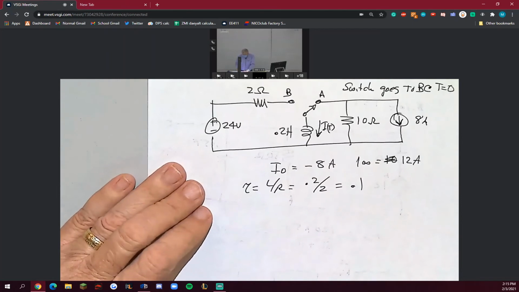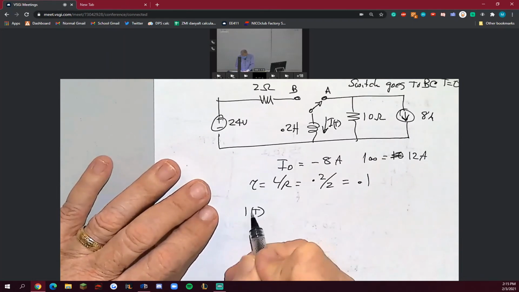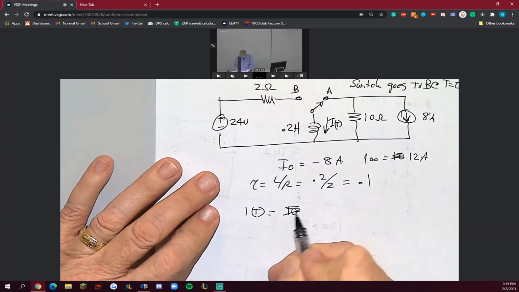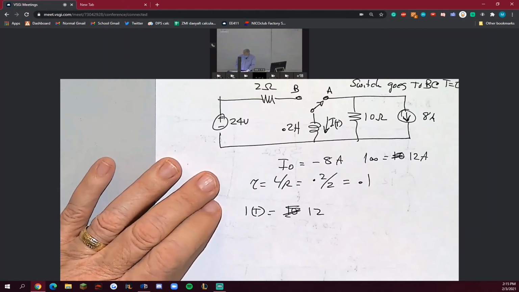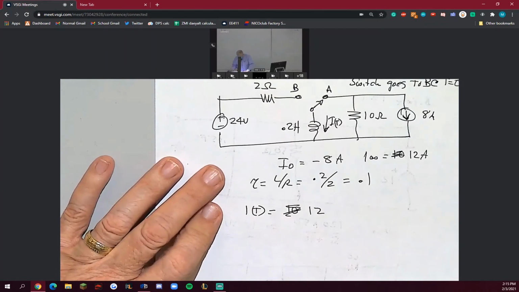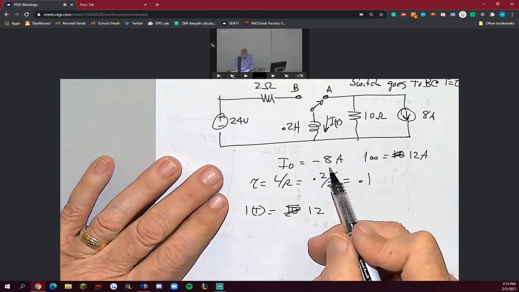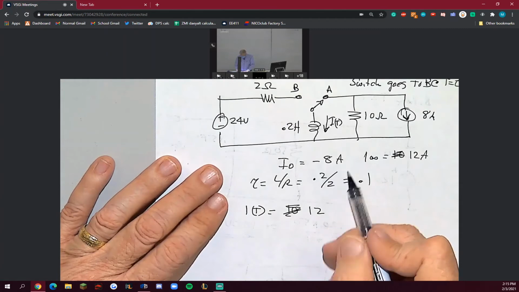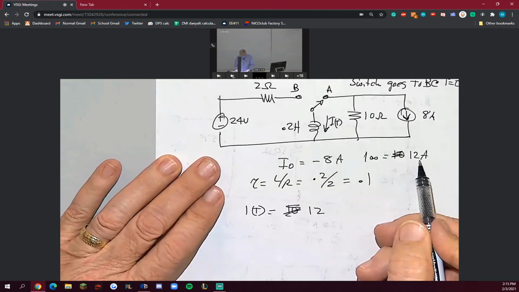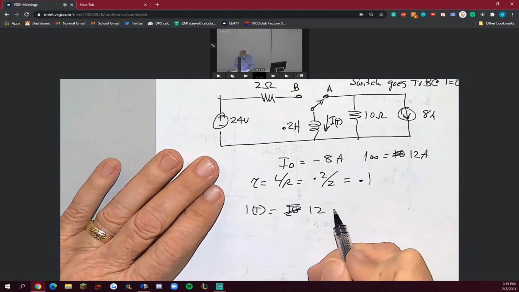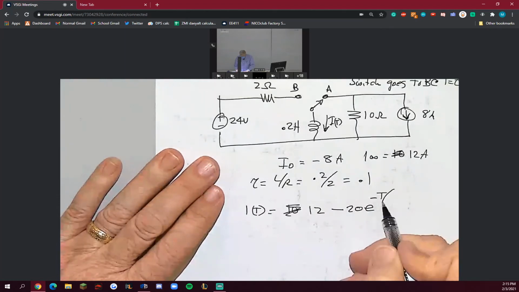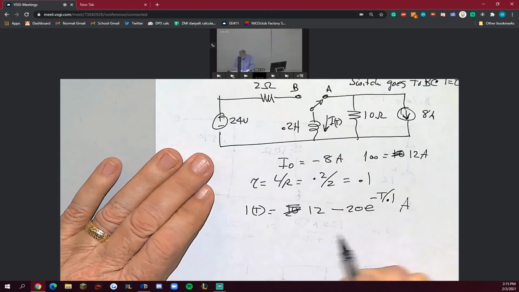Okay, so right now we can write down I of t. I of t is equal to I infinity, that's 12, plus I0 minus I infinity. Well, I0 is minus 8, minus I infinity would be another minus 12. So that's going to be minus 20 e to the minus t over 0.1 amps.